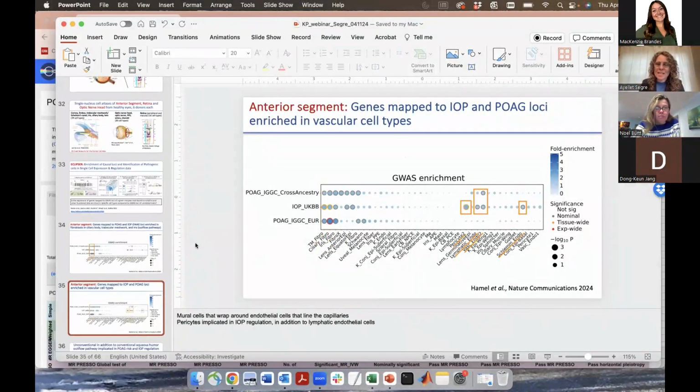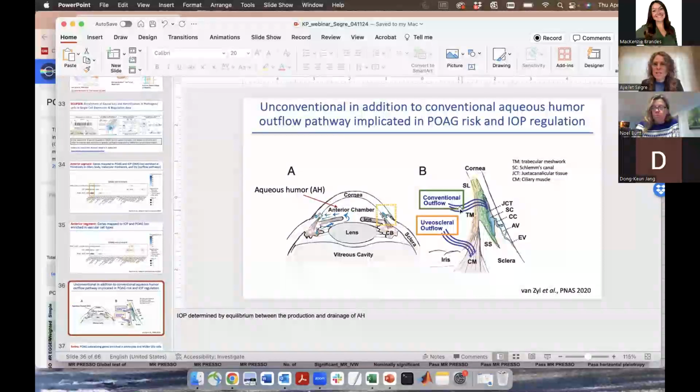And we found that the genes associated with that colocalize with IOP were significantly enriched in parasites, as well as in lymphatic and endothelial cells and Schlemm's canal cells. And so this part suggests that the unconventional pathway, the ciliary muscle, plays an important role in regulating IOP, in addition to the known important role of the conventional pathway in regulating not only IOP, but also POAG risk.